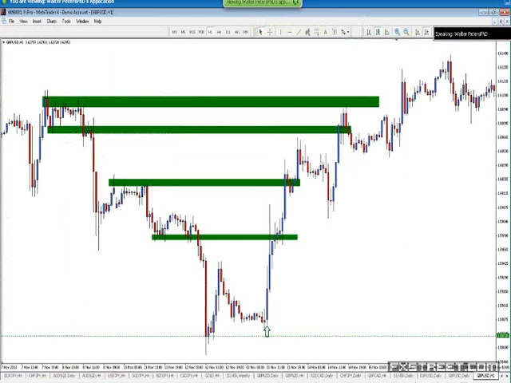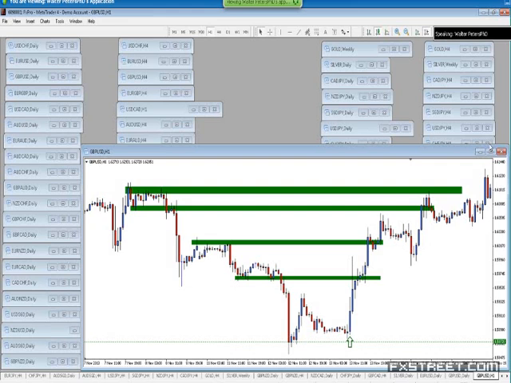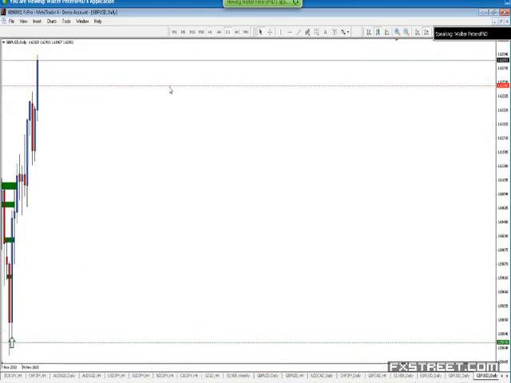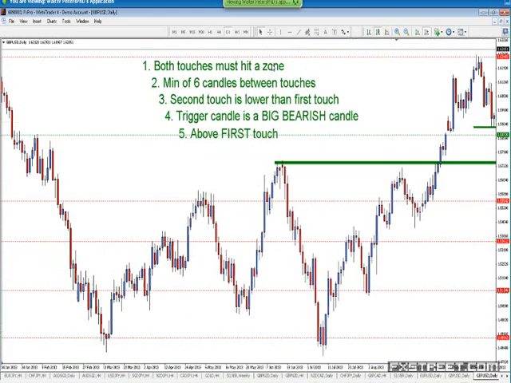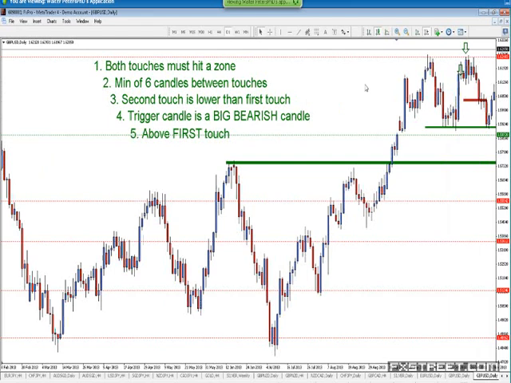So all the rules are here. A higher touch on the whammy, which is a double bottom. Here, let me just bring it up here so everyone can see. Both touches must hit the zone. Obviously, on the second touch, it's not as critical if it comes close to the zone. 6 candles between touches. The second touch is lower than the first touch on a moolah top like this one. Obviously, the second touch is higher than the first touch on a whammy or a double bottom. The trigger candle is a big bearish candle for a moolah. Obviously, it's a big bullish candle for a whammy.